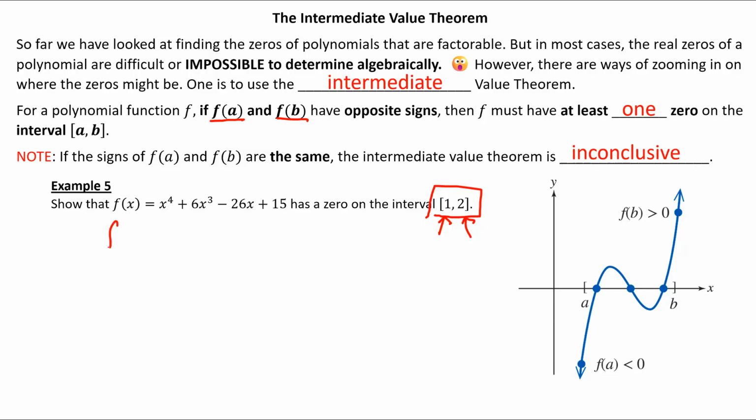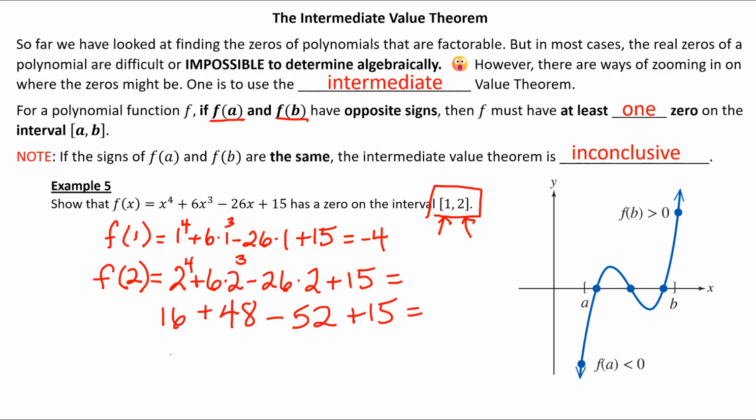So let's try f of 1. That is negative. So let's try f of 2, the value at the other end of this interval. You can see without even really adding that up that that's going to be positive. All right, so f of 1 is negative. f of 2 is positive. That means, yes, there is a zero. There is an x-intercept on the interval from 1 to 2. There is at least one zero on this interval. Yes.